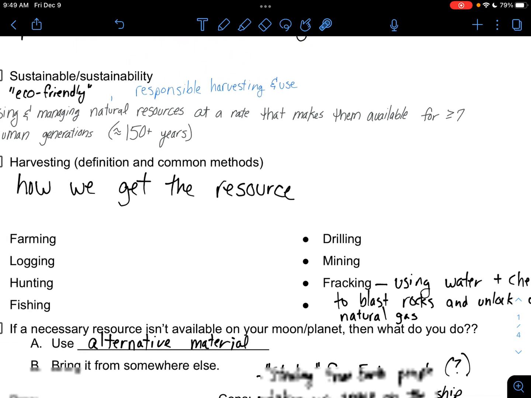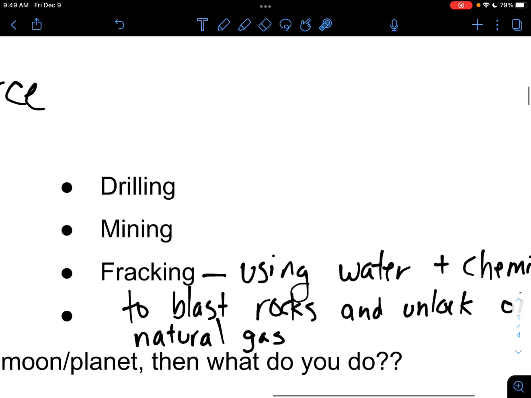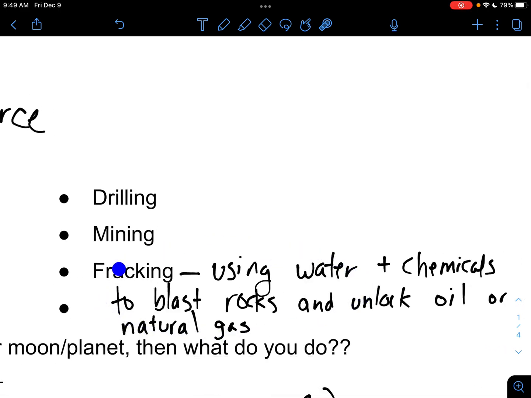A word, and I would like to think you've heard of all these things. You know what they are. Look up images if you don't know. But fracking, I just want to bring to your attention. All you really need to know right now in this semester is that fracking is a method to get coal or natural gas. We will talk a lot more about this next semester, but all you need to know now is it's something that we use to get coal and natural gas.